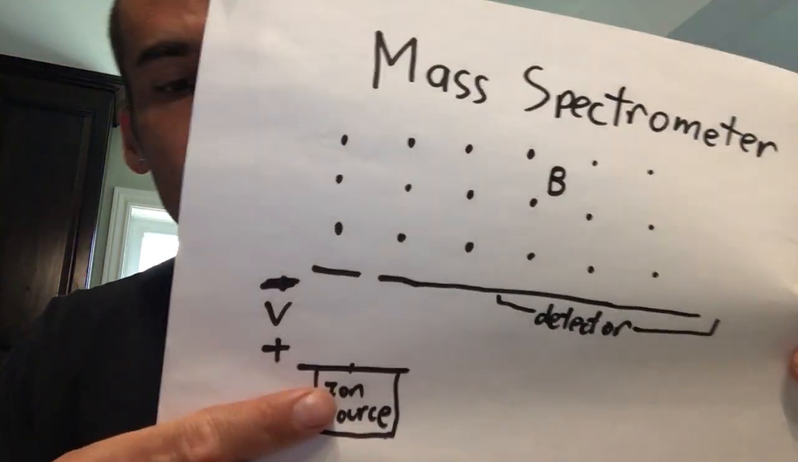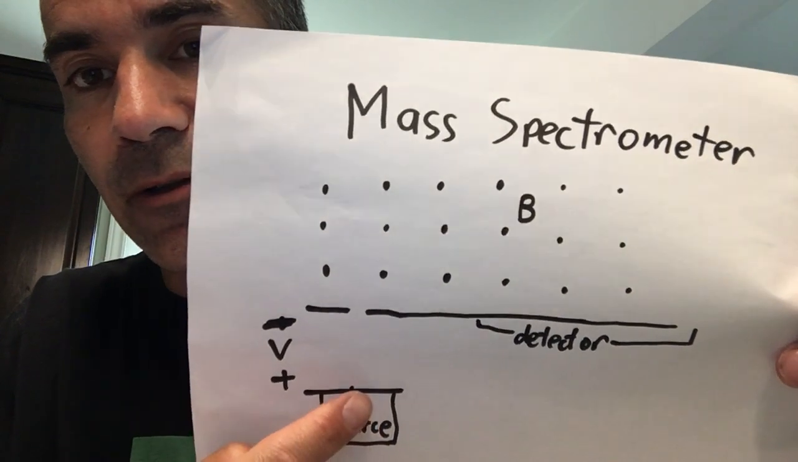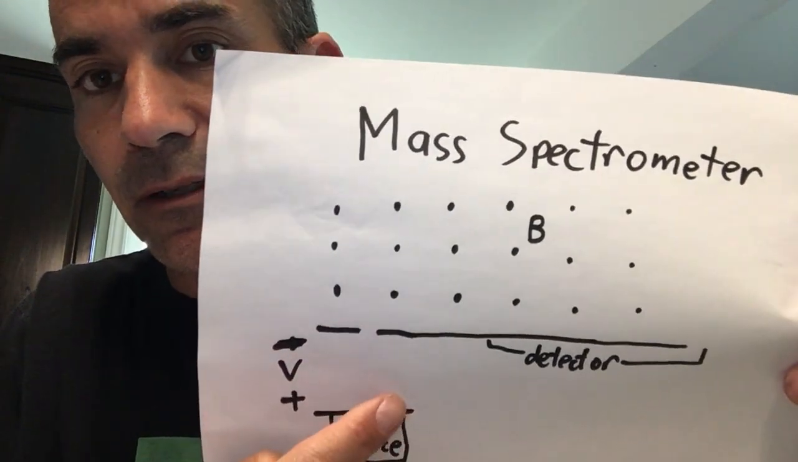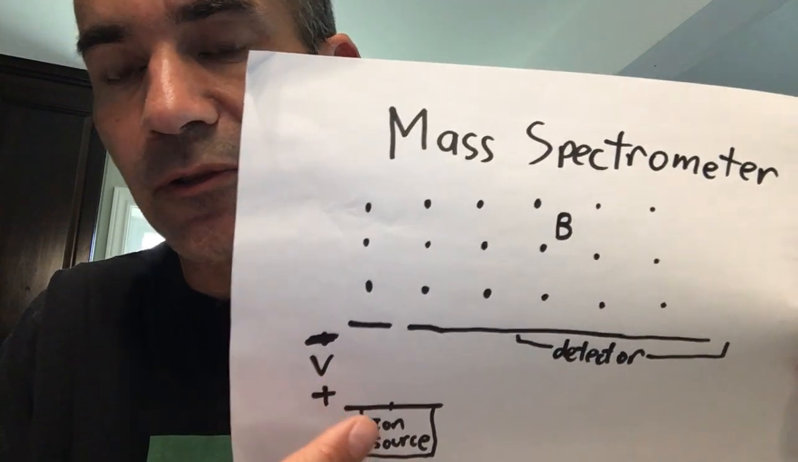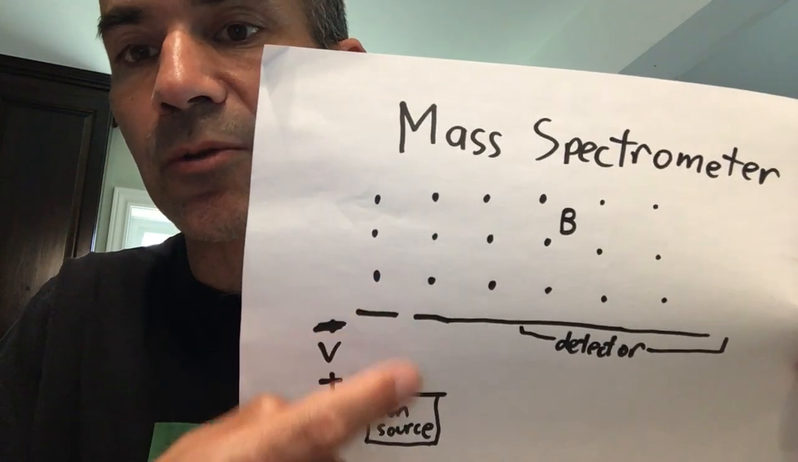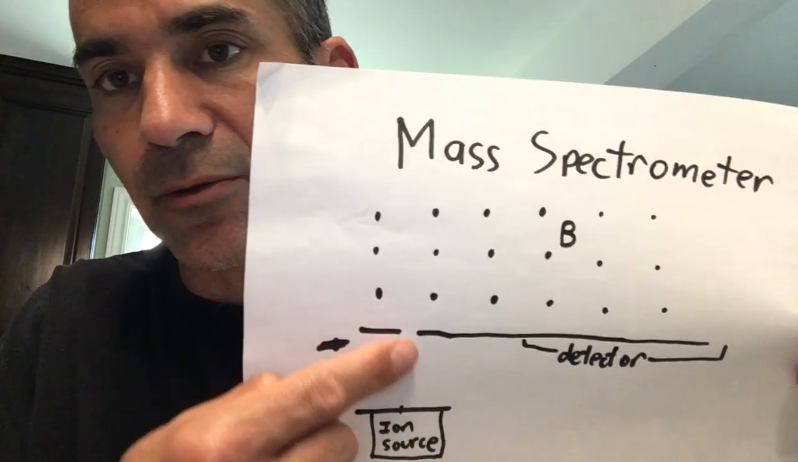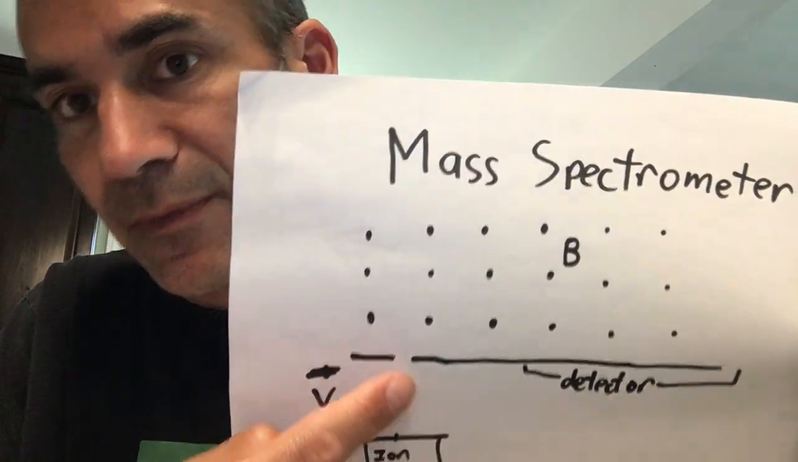So again, to recap how this thing works, we have our source of ions, our source of charged particles. They're then released in an electric field. This electric field has a certain potential, and if you multiply the charge by the potential, you get the work that's done to it as the particle is accelerated through the field. That work is equal to its change in kinetic energy.